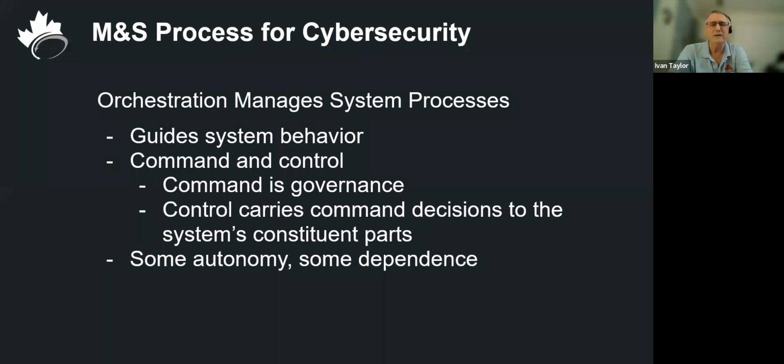Orchestration is primarily the command and control system of the system. Command involves basically the decision making and the governance, and control is the way those decisions are carried out to the system's constituent parts. Some of these processes are automatic, or there's autonomy in them, and some of them have dependencies, and by dependencies I primarily mean people in the loop, so people that can manage some of the component systems and get involved in improving the cybersecurity posture.